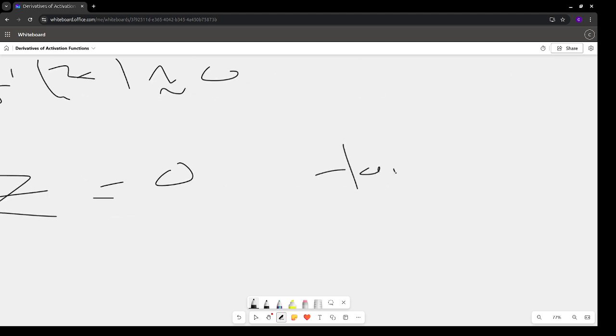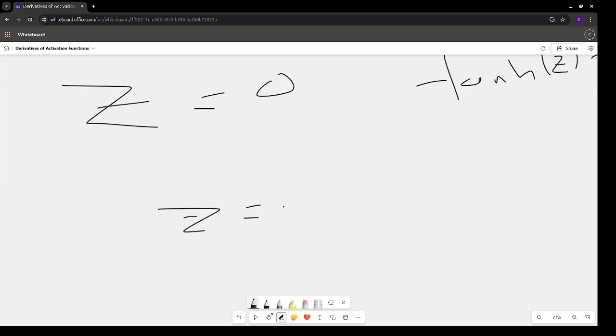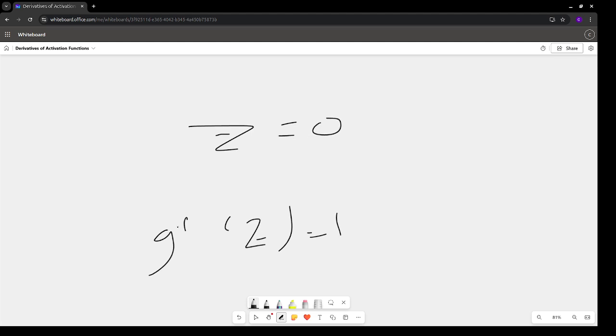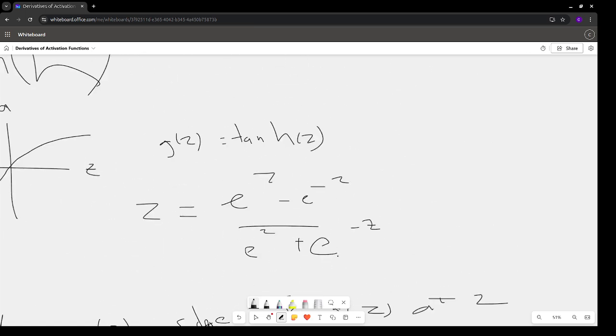Then when z is 0, tanh of z is going to be 0, and then g dash of z equals 1. Now we're going to talk about what that means. So this instruction says, if you see something big, make it smaller, right?